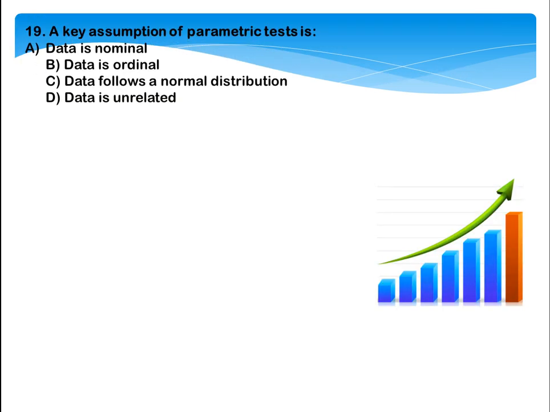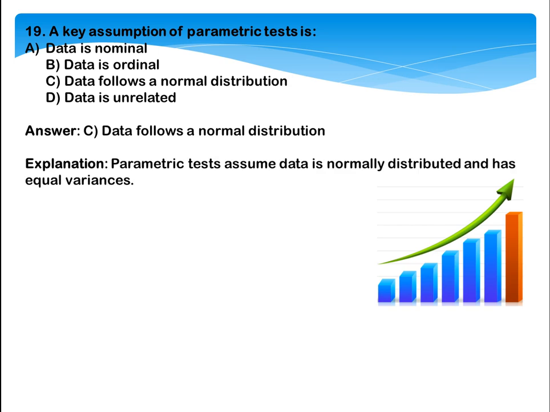19. A key assumption of parametric tests is: A. Data is nominal. B. Data is ordinal. C. Data follows a normal distribution. D. Data is unrelated. Answer: C. Data follows a normal distribution. Explanation: Parametric tests assume data is normally distributed and has equal variances.